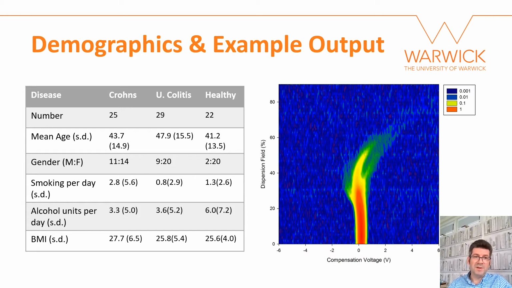In terms of the group, we ran kind of 70 or 80 patients. They've got very similar age groups. The male-female ratio was okay, etc. So they were a pretty good match between healthy volunteers and kind of IBD patients.